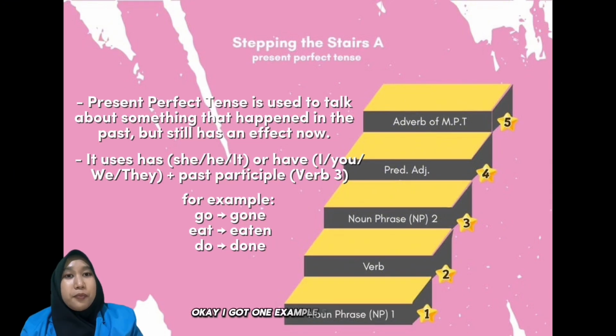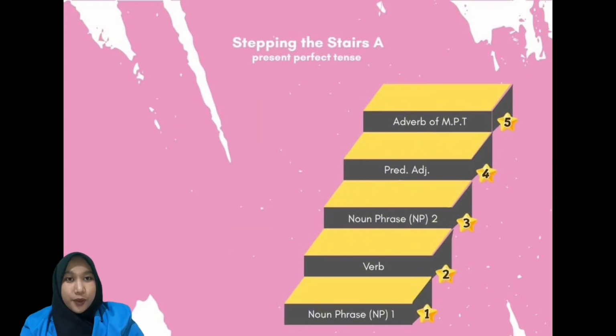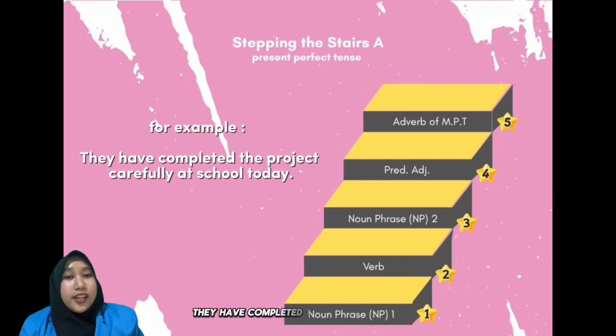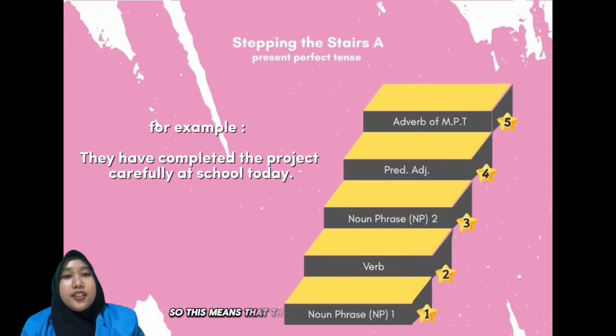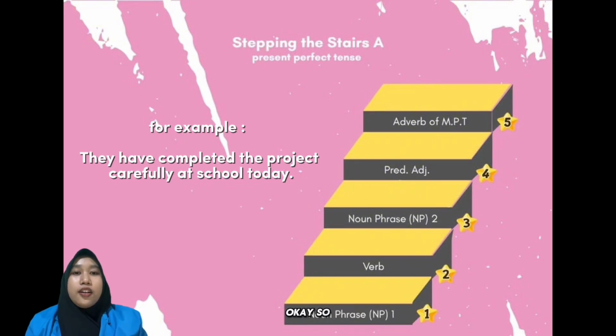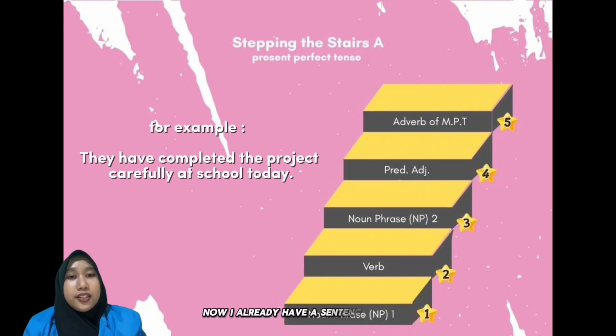Okay, I got one example sentence right now. Please pay attention. They have completed the project carefully at school today. Once again, they have completed the project carefully at school today. So this means that the project was already finished earlier today and now it's done, but the result is still relevant. Okay, so now I already have a sentence example using the present perfect tense. And I'm going to break it down using the stepping the 5 stairs A.